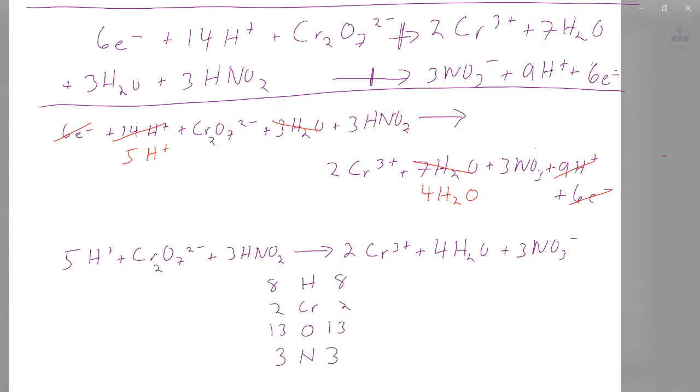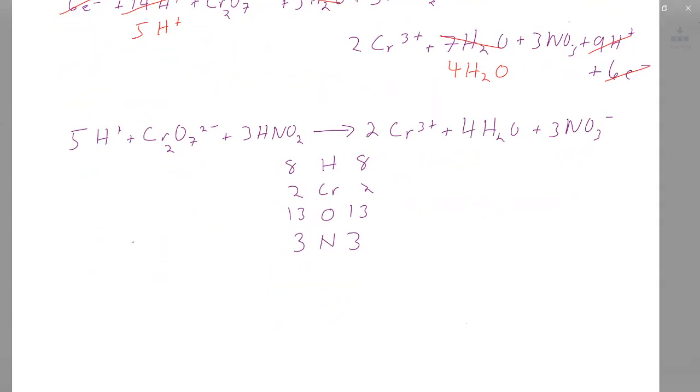Okay, so there's our mass balance. I went ahead and paused and wrote that out for you. You can see we have the same atoms and the same number of atoms on each side. So our mass balance is good. Now we need to figure out our charge balance. Ideally, our charge should be balanced on both sides as well.